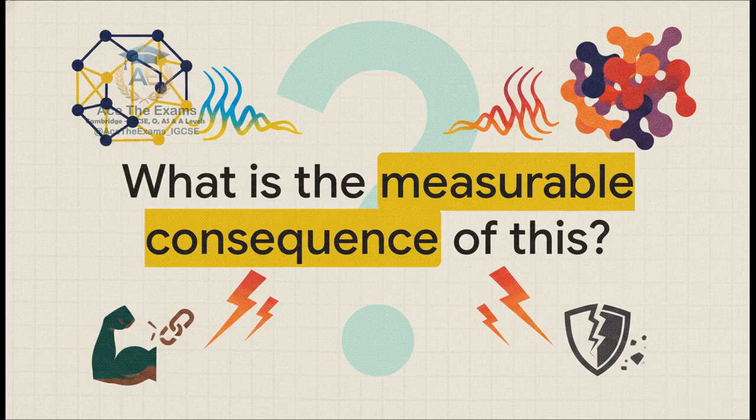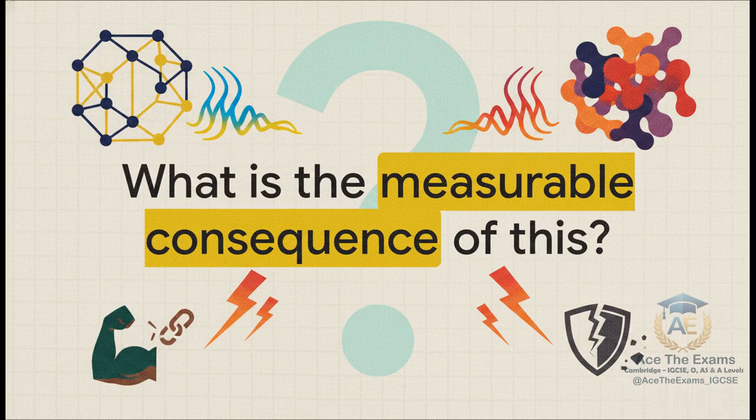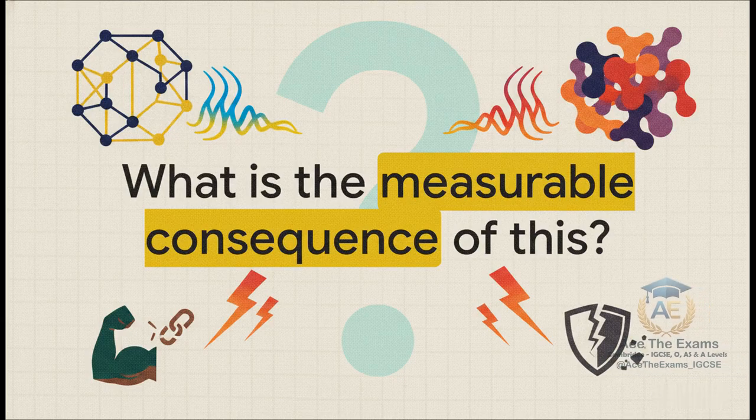Now try to connect that microscopic reality to a macroscopic, measurable physical effect. What actually happens to the energy transport? How does the material respond to an applied magnetic or electric field? How does ordered packing radically change the physical strength when you compare it to a random, amorphous structure? If you can confidently connect the internal physics to an observable consequence, you're thinking exactly like a top-tier candidate.